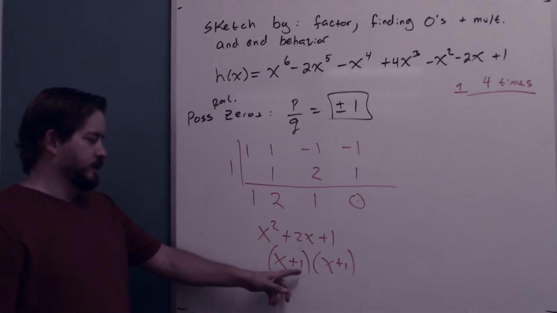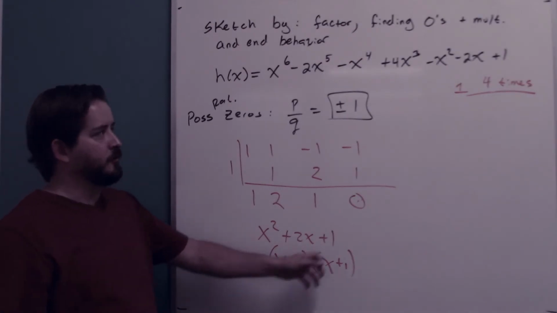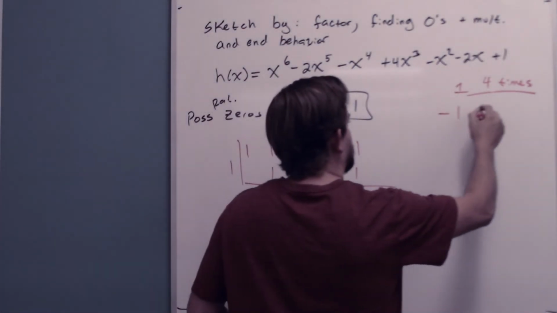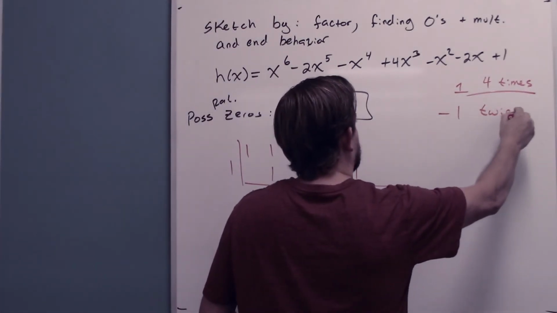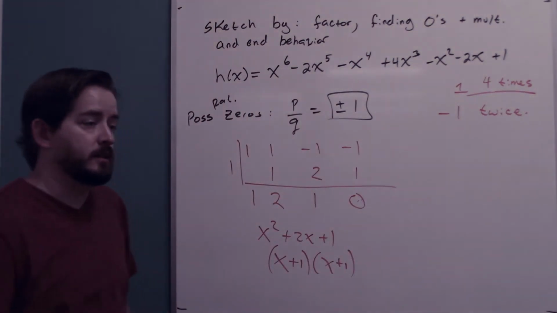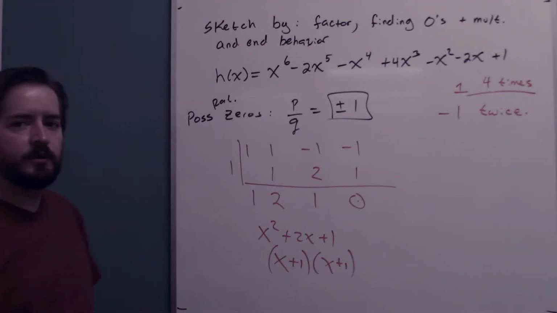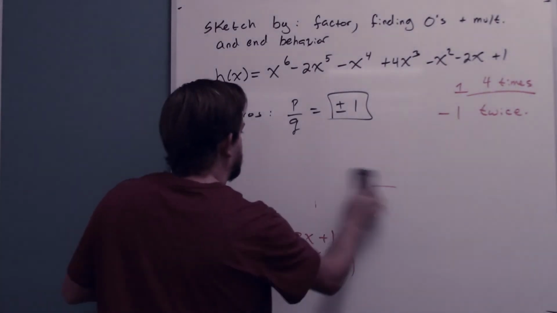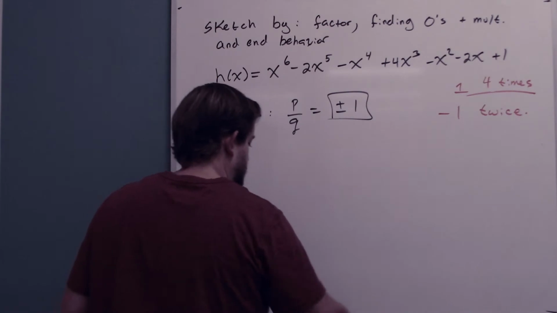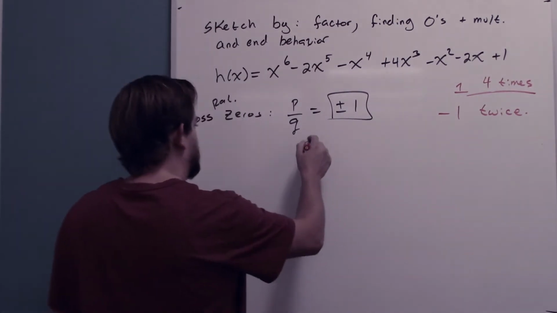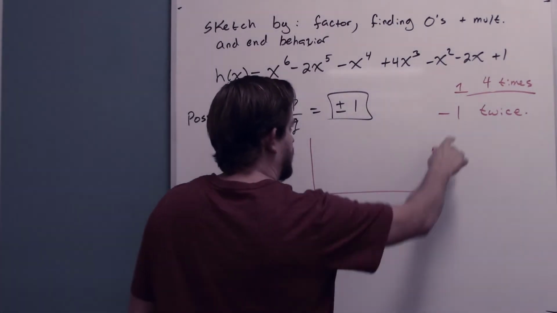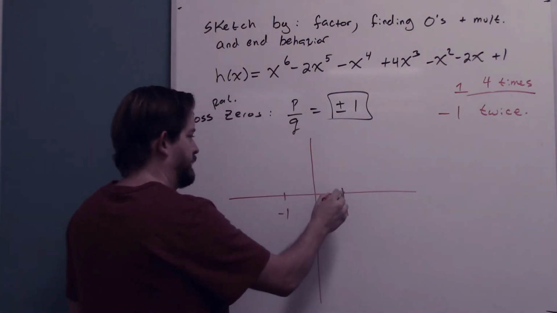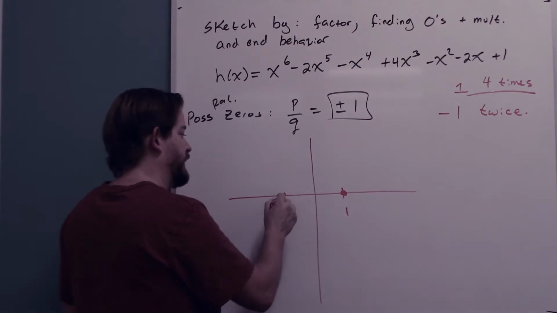So these are my negative ones, right? I have a positive 1 four times, I have a negative 1 twice. And that's all I need to get a rudimentary graph of this function. So let's see what this looks like. At 1, I have a 0, and at negative 1 I have a 0.